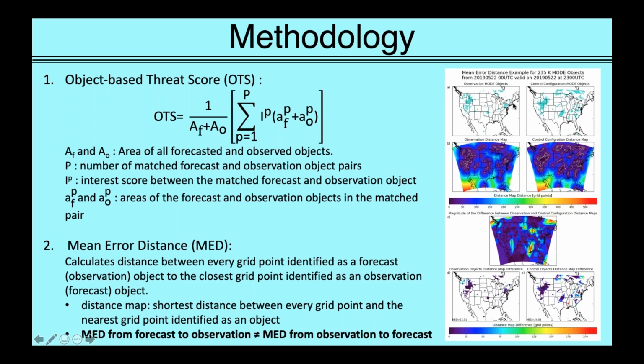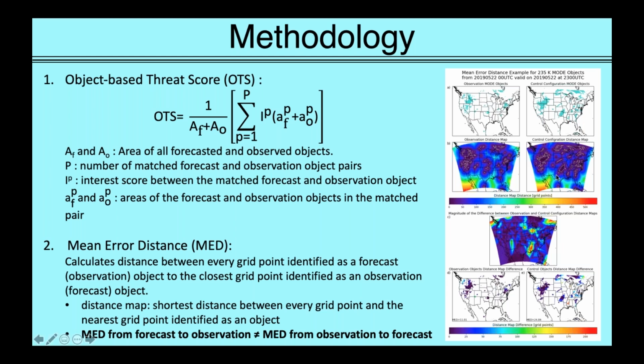So we can see how this calculation is done in the image on the right. Again, our teal objects, if you haven't figured out, apparently I really like teal. It's one of my favorite colors. These are our MODE objects. And then in the second row is the distance maps. So this is the distance map from an observation grid point to an observation object.